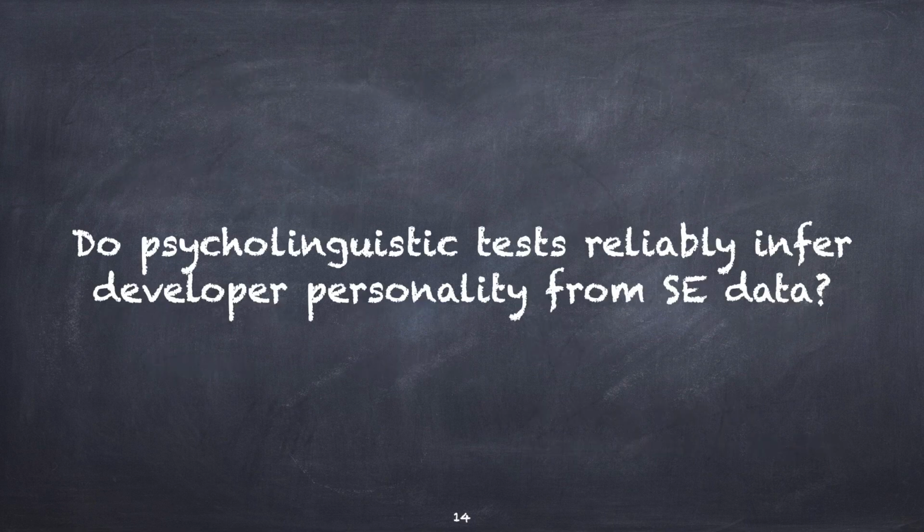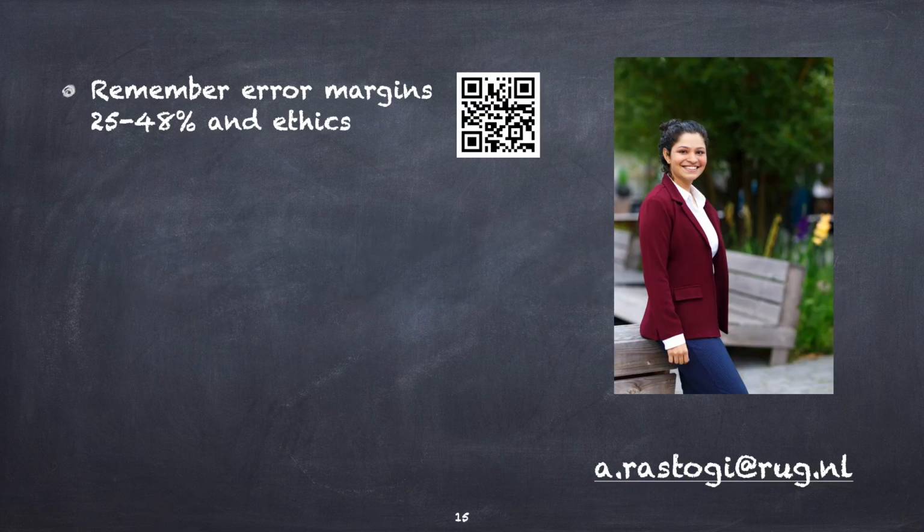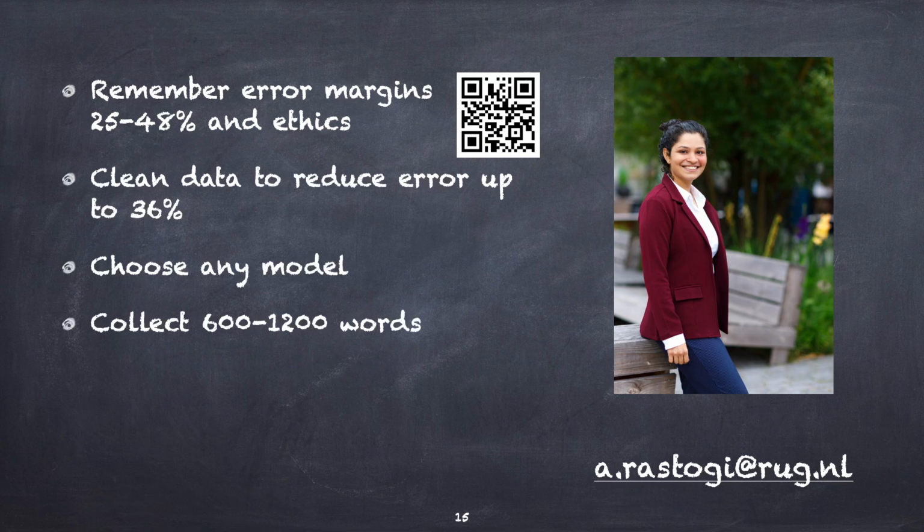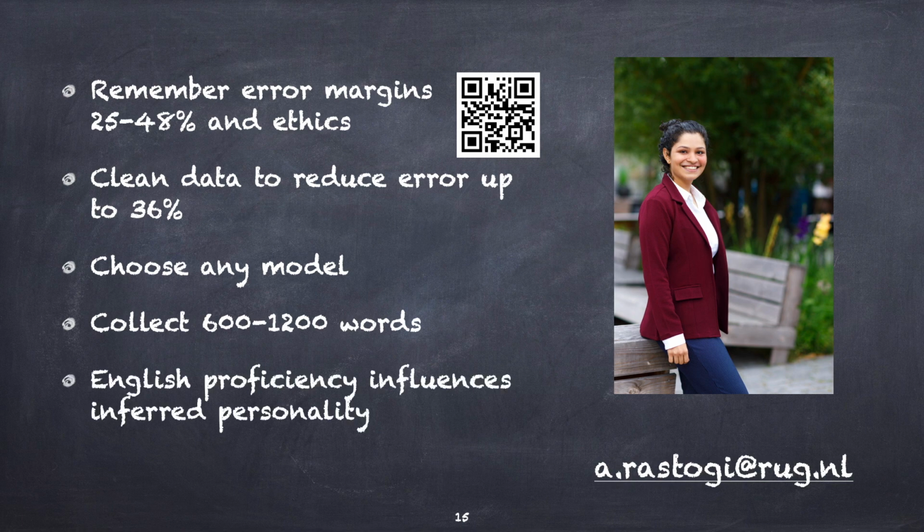This brings us back to the question where we started. Do psycholinguistic tests reliably infer developer personality from software engineering data? Our study shows that psycholinguistic tests can be administered to infer developer personality with an average error rate of 41%. Since the error margins are high, care should be taken to draw conclusions from the inferred personality scores. It also offers recommendations on how to improve inferred personality scores and introduces contextual factors, for example, English proficiency, which influences the inferred personality but cannot be controlled.